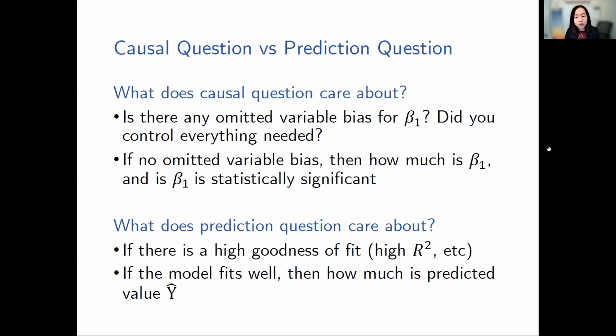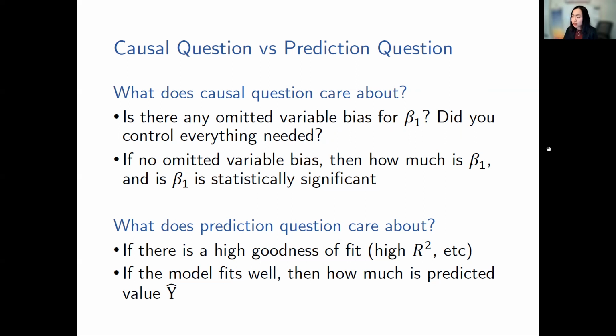So we have two kinds of questions. They care about different things, even though they ran the same regression. For a causal question, they care about beta 1. Is beta 1 significant? Does beta 1 suffer from omitted variable bias? If it does not suffer from omitted variable bias, then I believe that it is causal. Then I'll ask if it's statistically significant. If it is, then I make certain decisions.